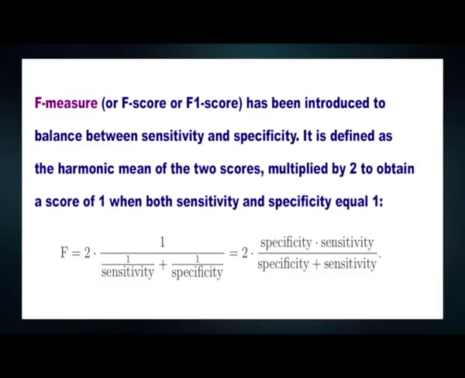Here the F measure, or F score, or F1 score, has been introduced to balance between sensitivity and specificity. It is defined as the harmonic mean of the two scores multiplied by 2 to obtain a score of 1 when both sensitivity and specificity are equal to 1. Here F equals 2 divided by 1 over sensitivity plus 1 over specificity. If we simplify this equation, we get 2 times specificity times sensitivity divided by specificity plus sensitivity.